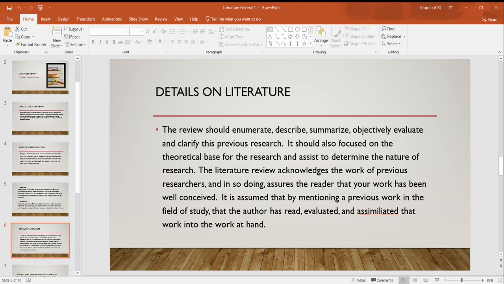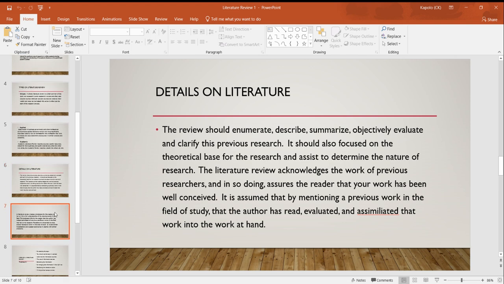And when talking about acknowledging the previous research of other researchers, this is now referencing, whereby you have to reference or acknowledge the researcher of his or her past research. It is also assumed that by mentioning a previous work in the field of study, the author has read, evaluated, and assimilated that work into the work at hand. Okay, so that was just the details about literature review.